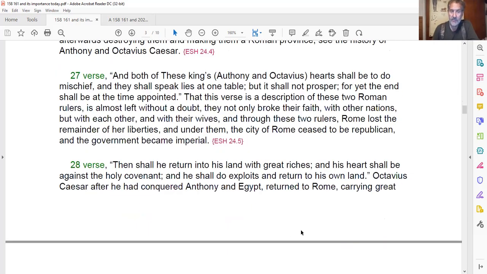27th verse. And both of these kings, Anthony and Octavius, hearts shall be to do mischief, and they shall speak lies at one table, and it shall not prosper, for yet the end shall be at the time appointed. That this verse is a description of these two Roman rulers is almost left without a doubt. They not only broke their faith with other nations, but with each other and with their wives. And through these two rulers, Rome lost the remainder of her liberties. And under them, the city of Rome ceased to be a republican and the government became imperial.